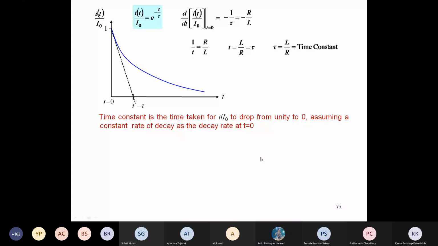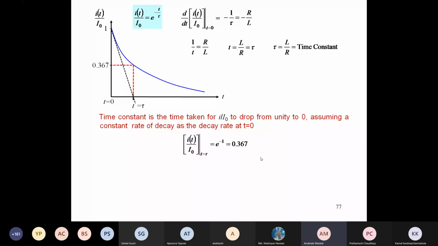If you put i_t by I naught at t equal to tau, in this expression e to the power minus t by tau, you get e to the power minus 1, whose value, if you use a calculator, is 0.367. So it means that at t equal to tau, the magnitude of i_t by I naught decays down to 0.367 of the maximum value, that is 1 by e times that value.